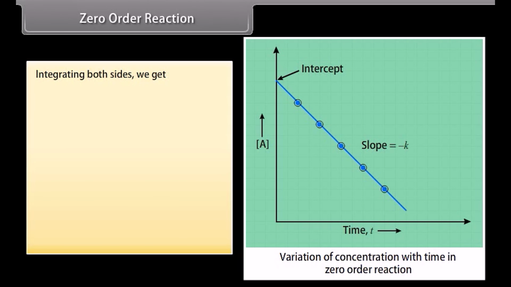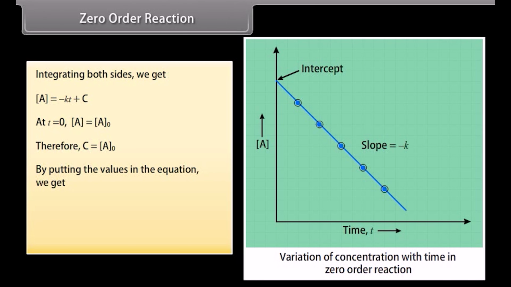Integrating both sides, we get A is equal to minus Kt plus C. At t is equal to 0, A is equal to A naught. Therefore, C is equal to A naught. By putting the values in the equation, we get A is equal to minus Kt plus A naught. Or it can be written as K is equal to 1 upon t multiplied by A naught minus A.